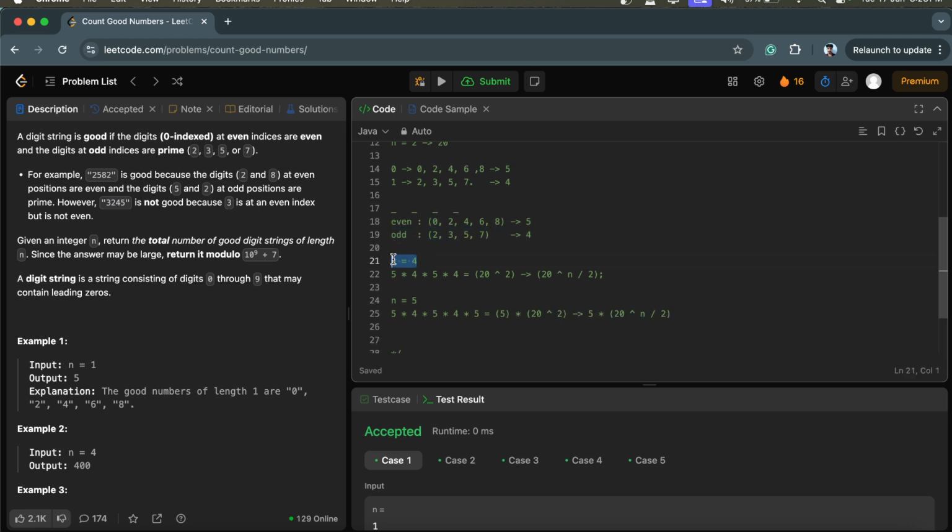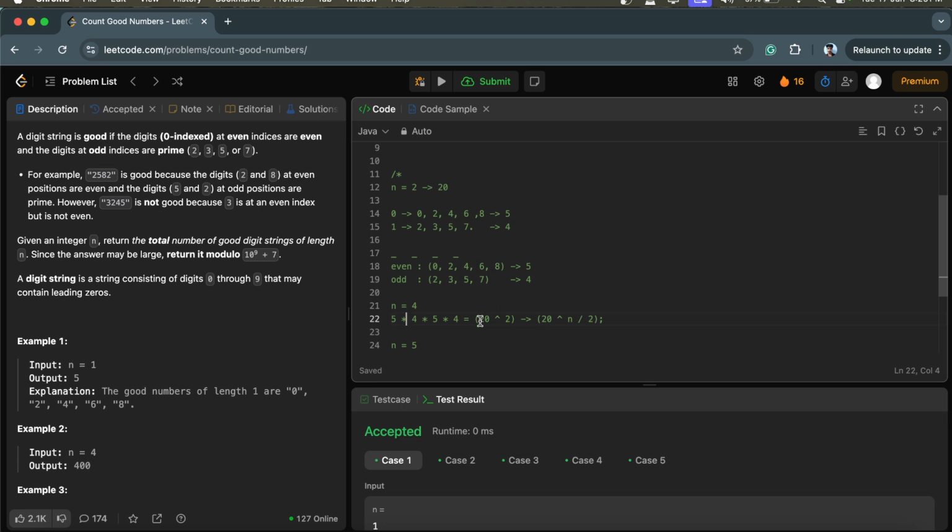So if n is equal to 4, at the 0th index 5 possibilities will be there, at first index 4 possibilities will be there, again at second index 5 possibilities, and at third index 4 possibilities. In total it is of length 4, starting from 0. So this can be represented as 5 into 4 into 5 into 4. In total, we can get the answer.